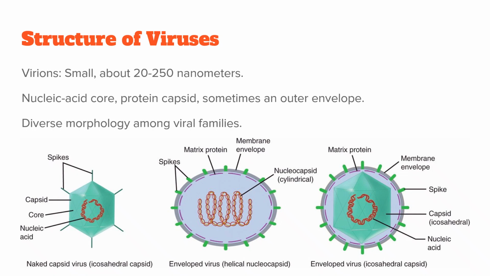Because viruses are so small, we can't see them with regular light microscopes. Visible light's wavelength is too long to resolve them. That's why scientists use electron microscopes, which use beams of electrons with shorter wavelengths to reveal virus structure in more detail.